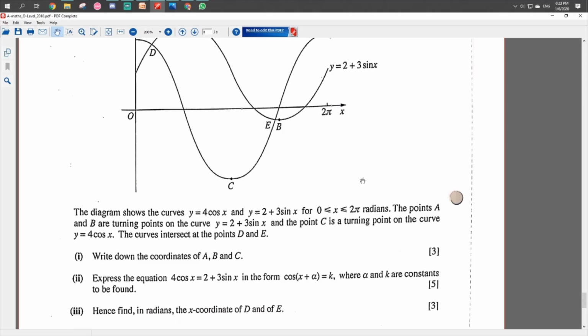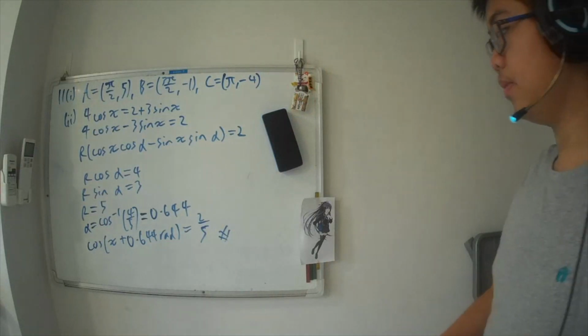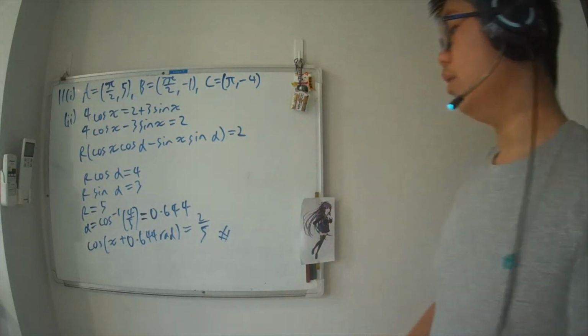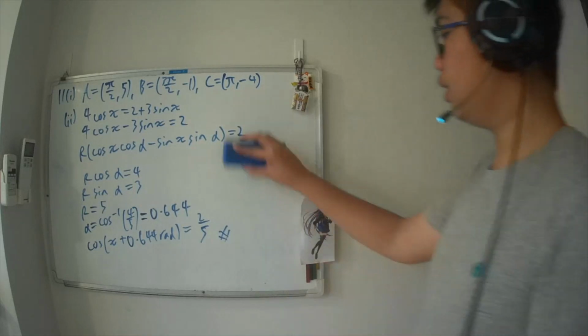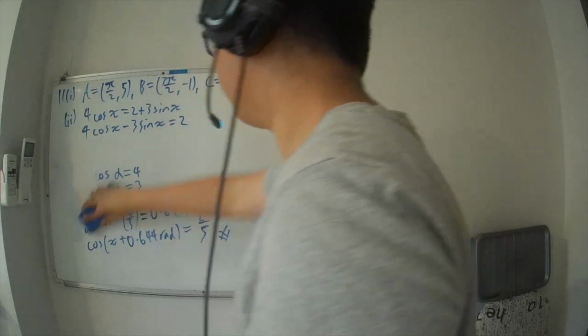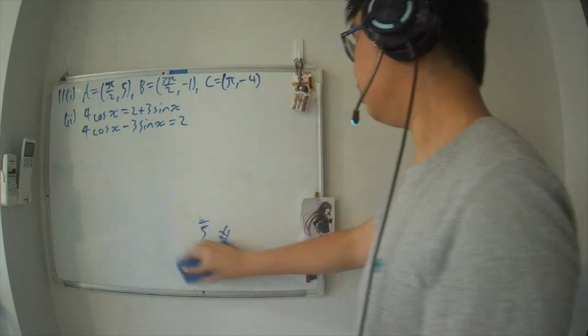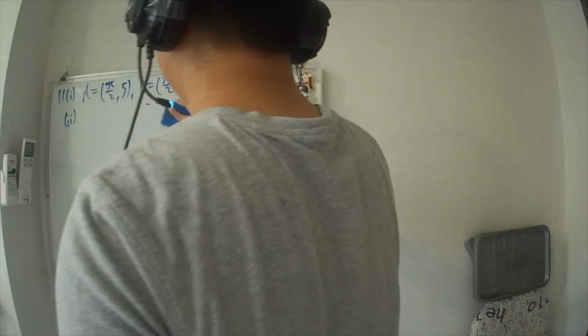For the last part, hence find the coordinates of D and of E. Where do I have space to do this? I'll cancel out this part and then rewrite this 0.644.